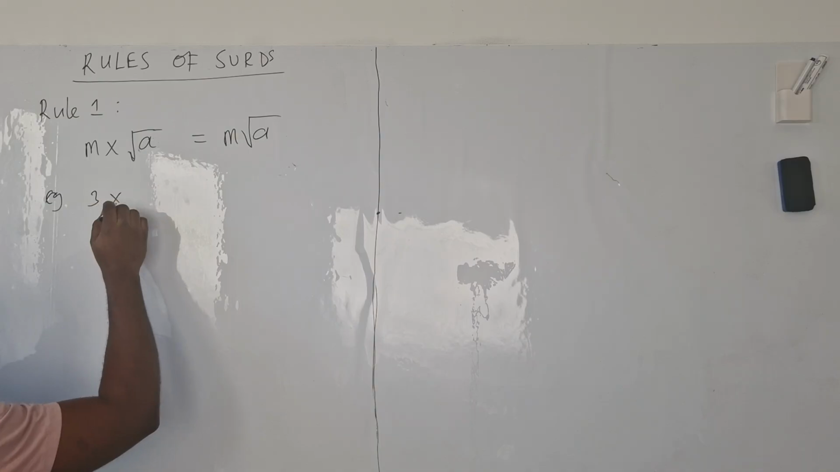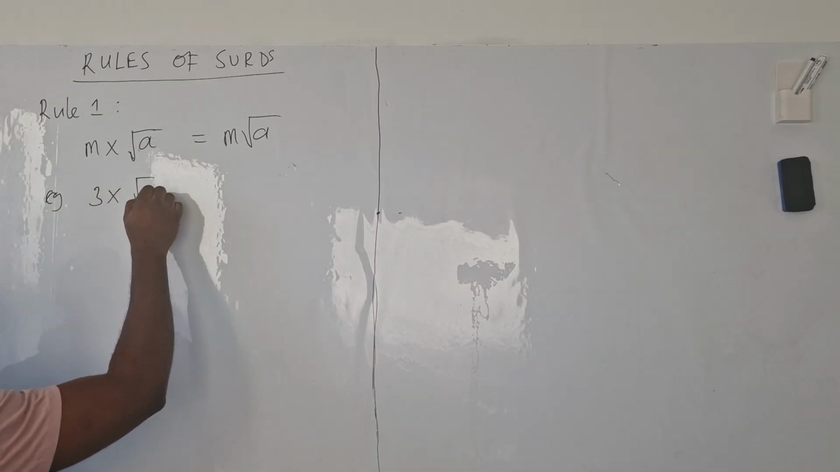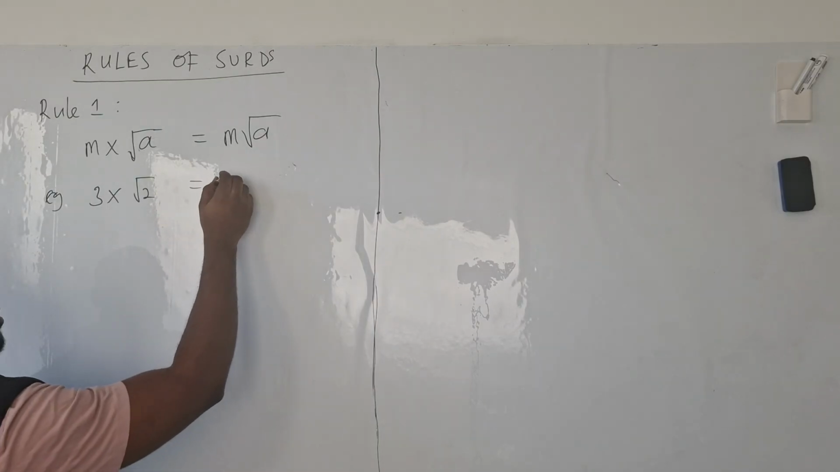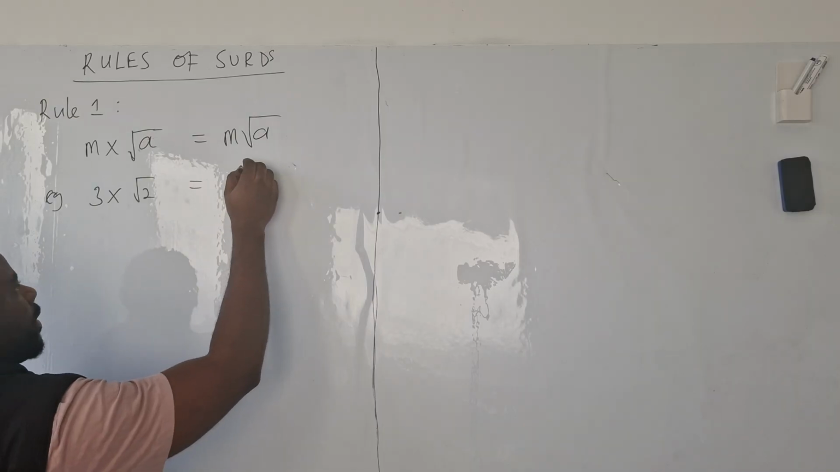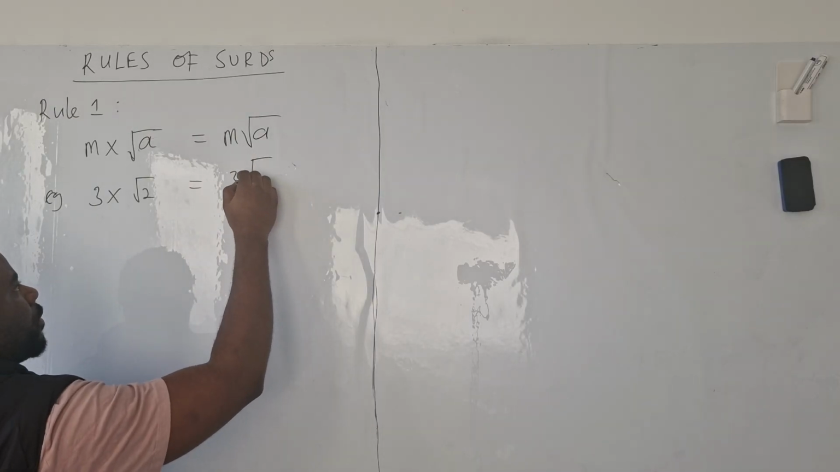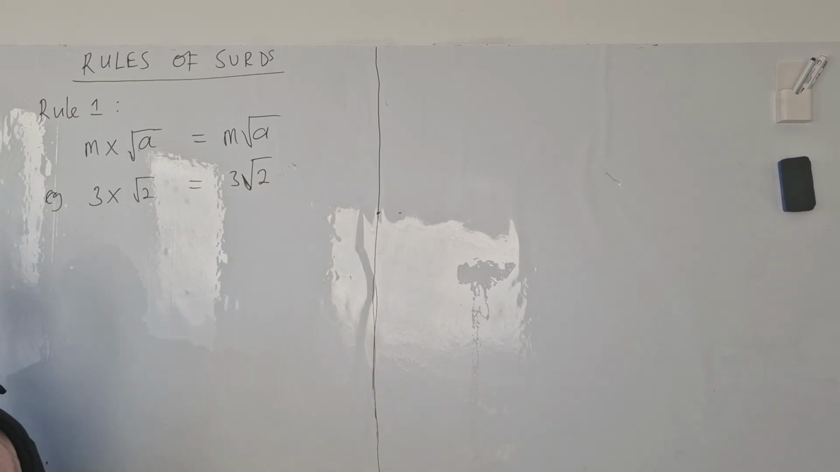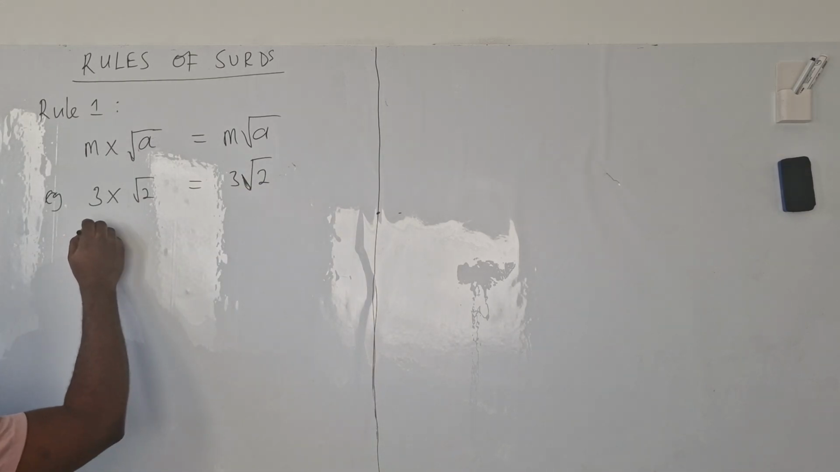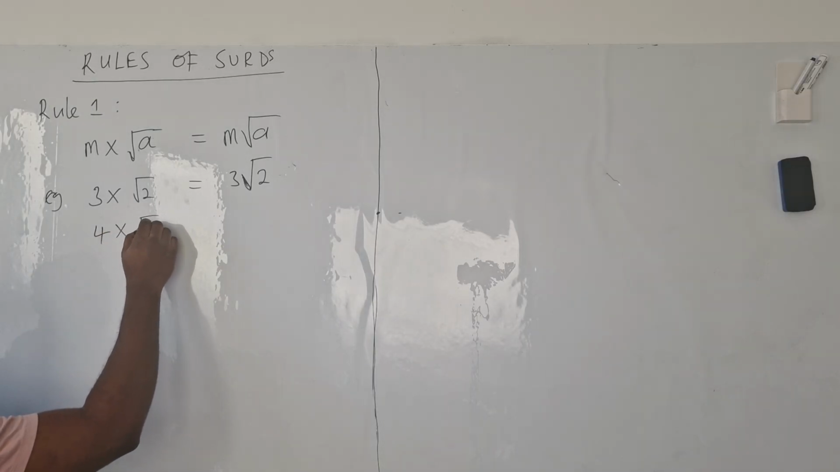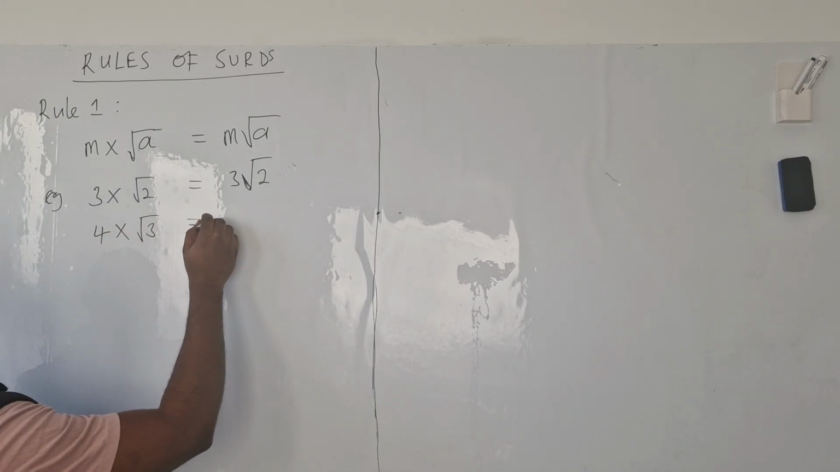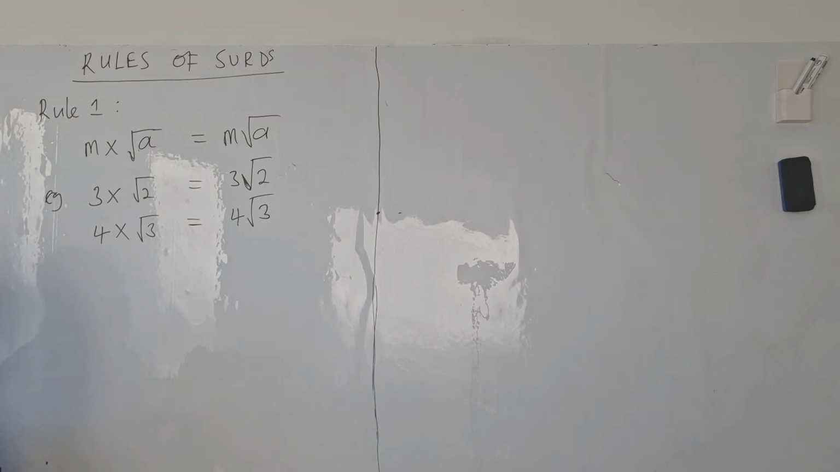if I have 3 times root 2, this is equal to 3 root 2. The 3 will multiply the coefficient of the surd here. Let's give another example. 4 multiplying root 3 is equal to 4 root 3. So that's our first rule.